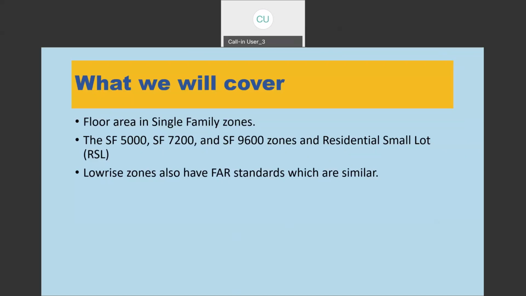Yeah, and since this presentation isn't as long as the other one, I think we'll have plenty of time for questions. What we're going to cover today is the floor area ratio in single family zones. That's the single family 5,000, 7,200, and 9,600 zones, as well as the residential small lot zones, or RSL zones. And we can touch base on low rise zones too, if people have questions about that.